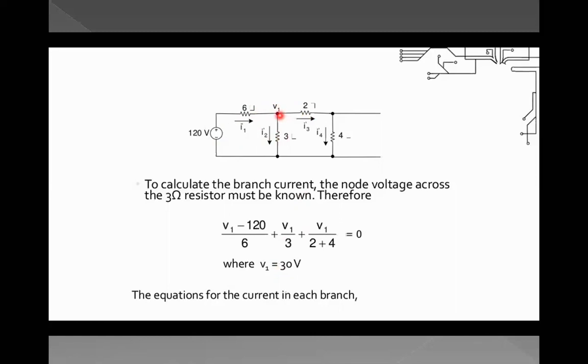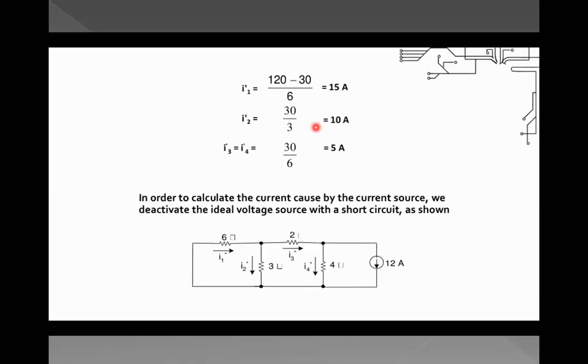Similarly, what is I3 now? I3 is nothing but V1, which is 30, divided by, because if you have kept these two terminals open, resistances R3 and R4 come in series. So V1 divided by 2 plus 4. 30 divided by 6 is nothing but 5 amps. So this is how we get I1 as 15 amps, I2 as 10 amps, and I3 and I4 get the same value of 5 amps.